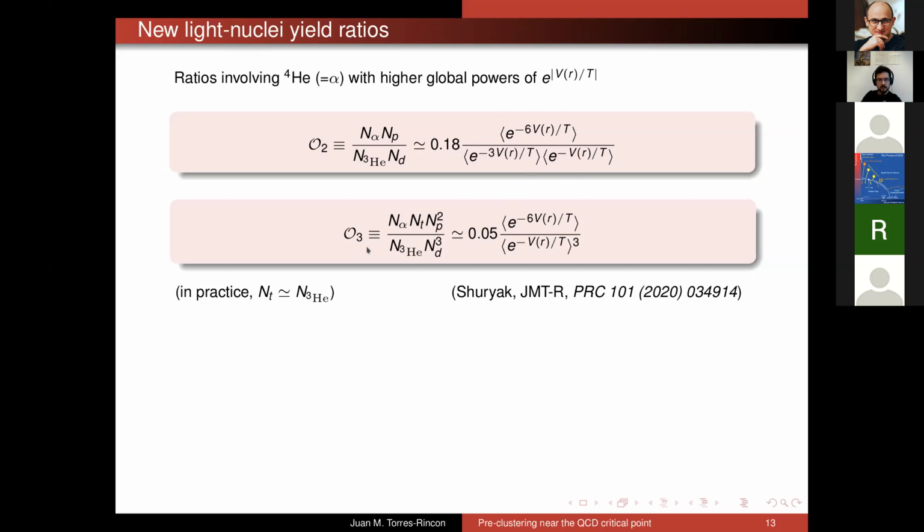But if you look at this ratio, it looks more complicated, but in fact it's not, because with a good approximation, you can simplify this Triton yield in the numerator with the helium-3 multiplicity in the denominator. But this ratio gives you another number, and then if you count powers here, you will get the exponential of 3 times potential over temperature. So you will have the effect enhanced by a larger power than in the Triton yield. So then, what you need to do here is to measure helium-4.